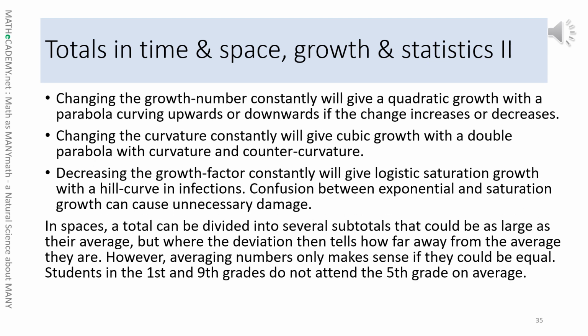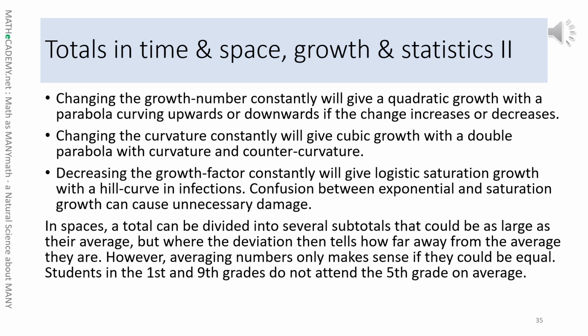Totals in time and space, growth and statistics, 2. Changing the growth number constantly will give a quadratic growth, with a parabola curving upwards or downwards, if the change increases or decreases. Changing the curvature constantly will give cubic growth, with a double parabola with curvature and counter curvature. Decreasing the growth factor constantly will give logistic saturation growth, with a hill curve, as with infections. Confusion between exponential and saturation growth can cause unnecessary damage.